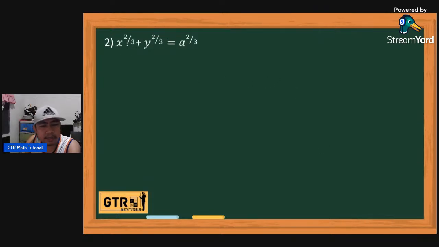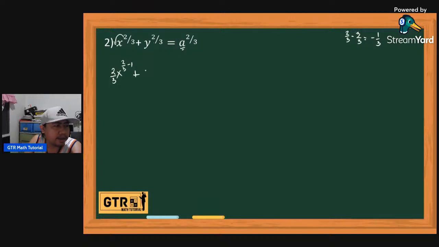So find the derivative of x raised to 2/3 plus y raised to 2/3 equals a raised to 2/3. So a here is constant. Okay, so again apply the power rule. So put 2/3 here. So we have 2/3 x raised to 2/3 minus 1. So 2/3 minus 1, 1 can be written as 3 over 3. So 2/3 minus 1 is equal to negative 1/3. Okay, so this term, the exponent will be negative 1/3.